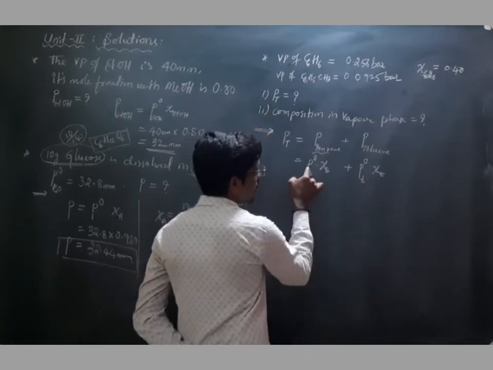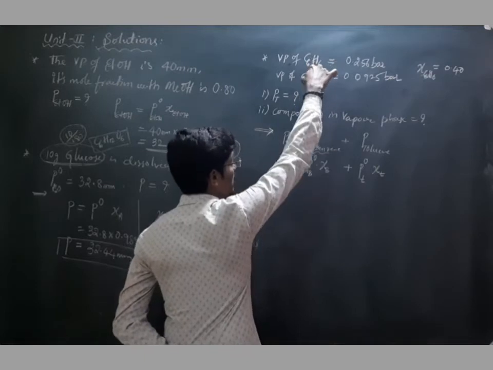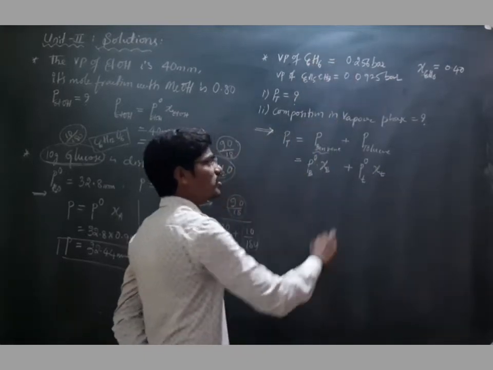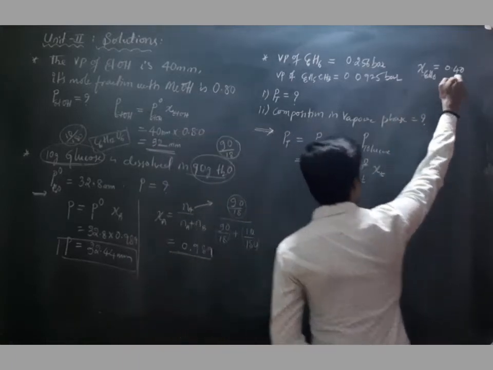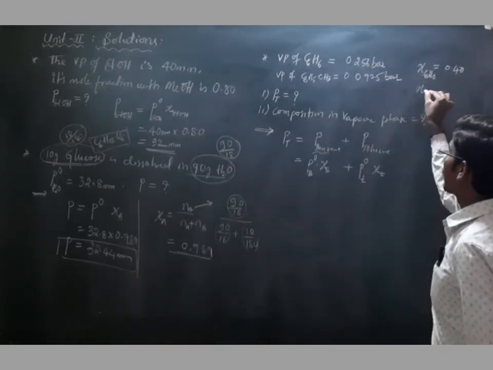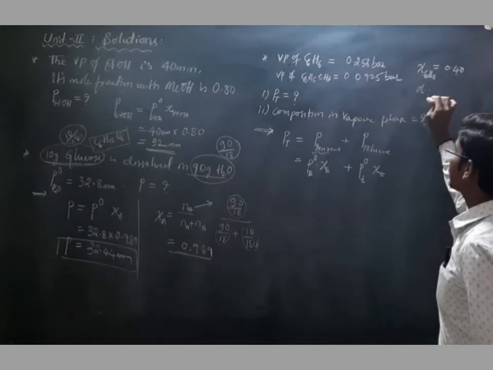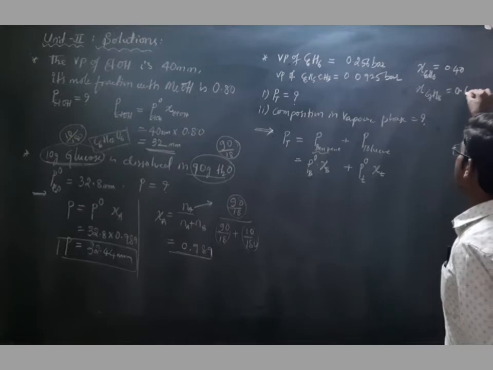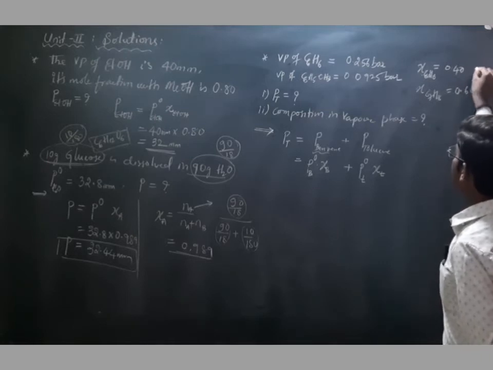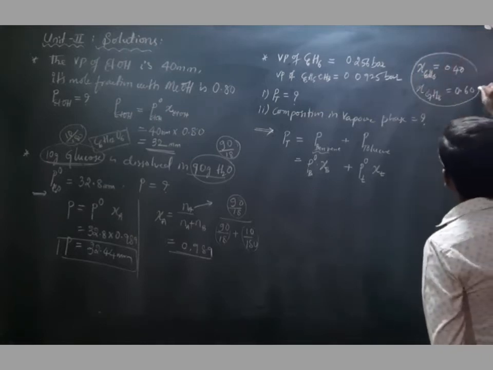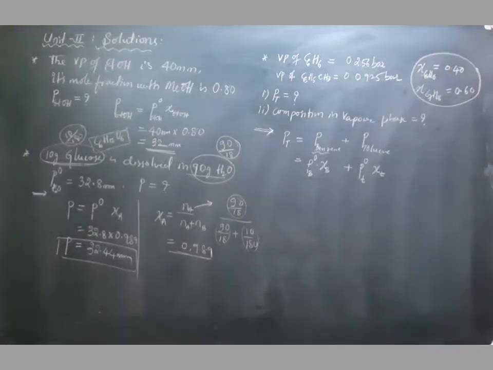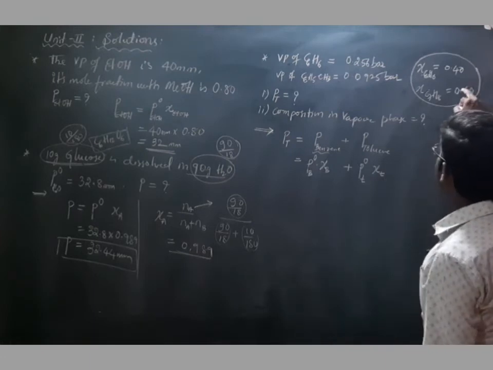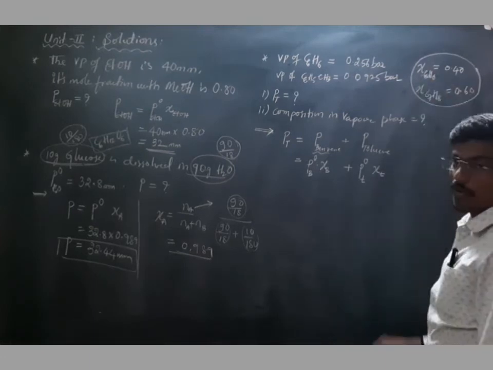Here P naught of benzene and toluene are known, and the mole fraction of benzene is given as 0.4. So what about the mole fraction of toluene, C7H8? The mole fraction of toluene is 0.6. Why is it 0.6? The sum of the mole fractions of benzene and toluene is equal to 1. Therefore 1 minus benzene gives 0.6.